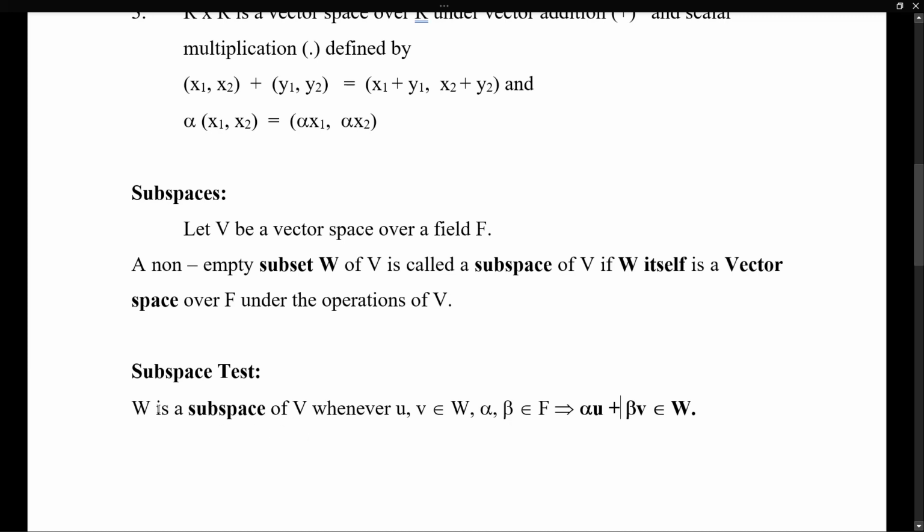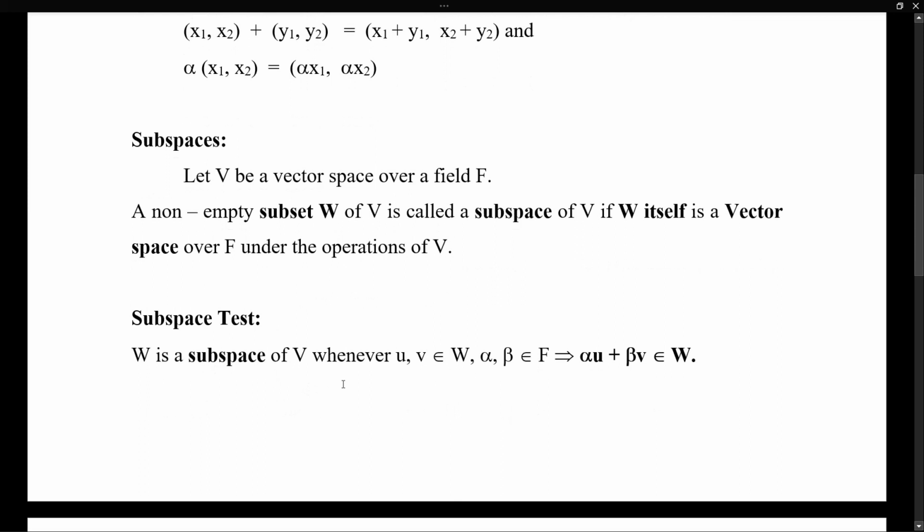So the elements of W are coming from the vector space V. So this is enough to prove that W is a subspace. So this is called a subspace test.